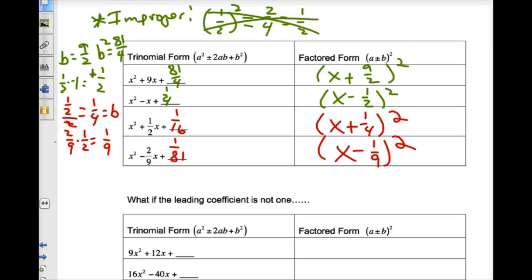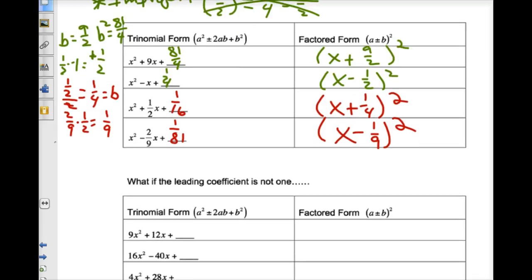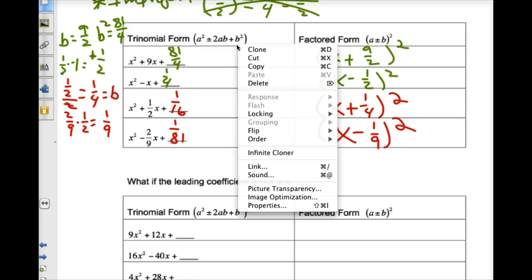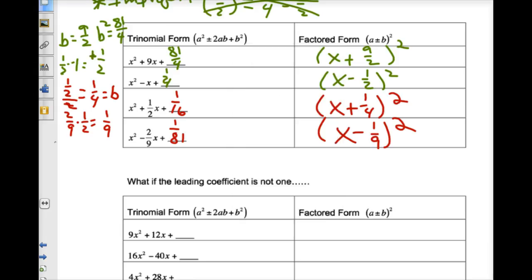Oh, wait, all you do is just square b. But what if the leading coefficient is not 1? What if you're not 1? Yeah, you just square b. What is the middle term if the leading coefficient is not 1? Like 15. What's a? 1. And the x. So 1x times 2 times what's b?